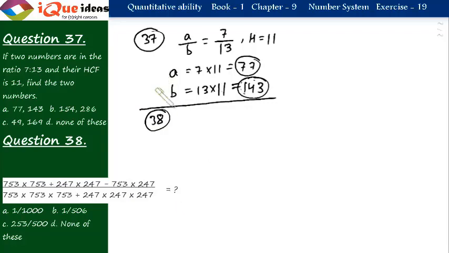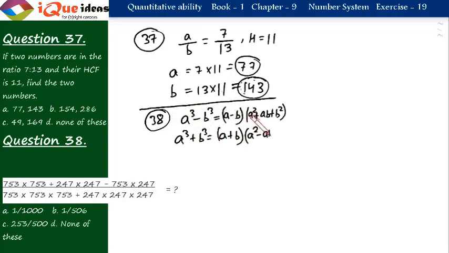To do this question, first let's recall there is a formula that a cube minus b cube is equal to a minus b into a square plus ab plus b square. This is one formula of factorization of a cube minus b cube. Similarly, there is a formula a cube plus b cube, which is equal to a plus b into a square minus ab plus b square. Alright, so these are the two formulas that we have already. Okay, if you don't remember, you can memorize it from here now.